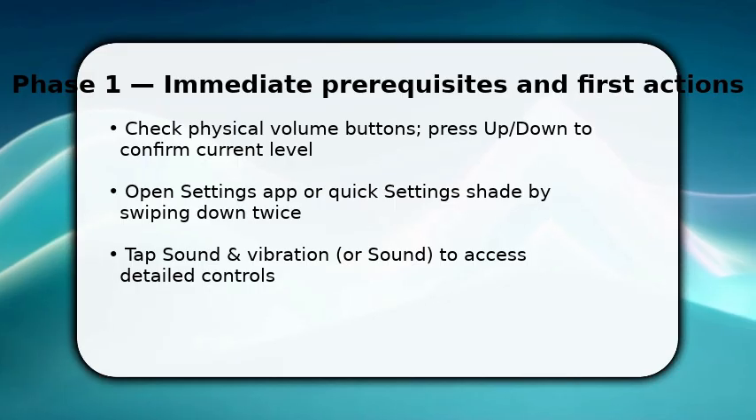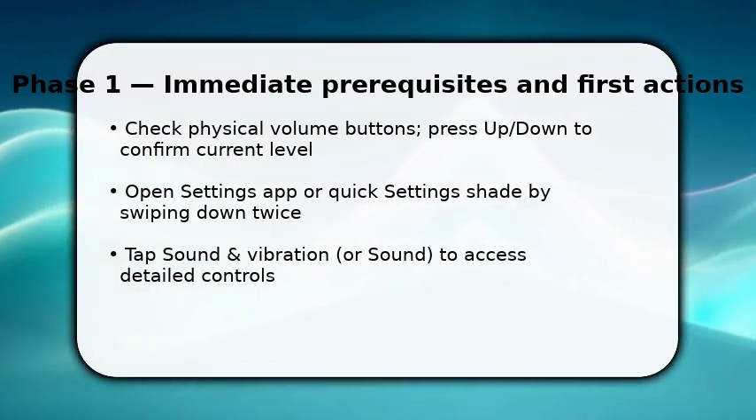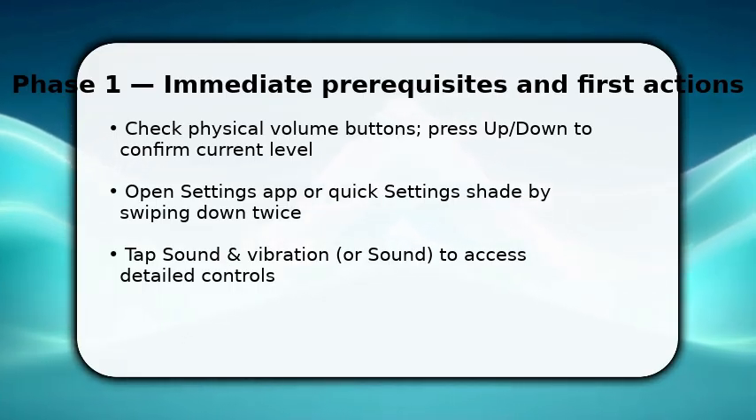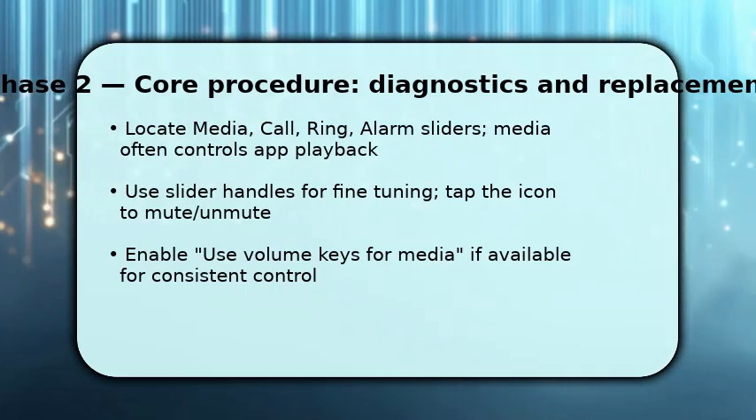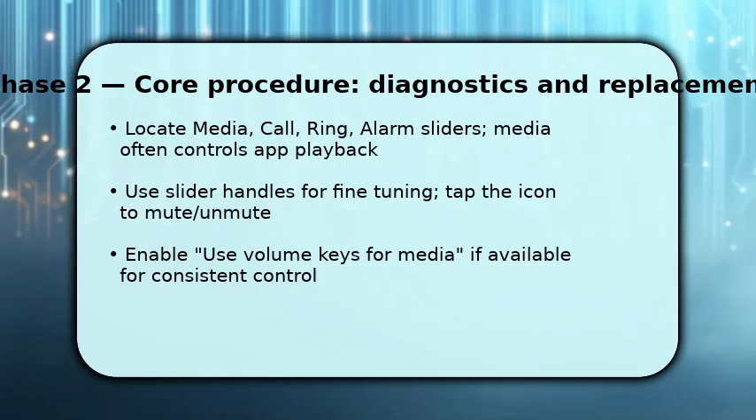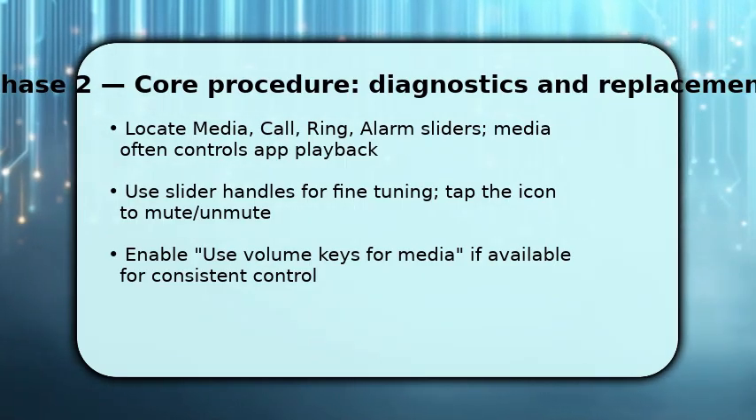Some phones label it simply sound because that section exposes separate channels like media and ring. You'll now be ready to change precise sliders instead of only relying on buttons. You'll see multiple sliders. Start with media for music and videos, then adjust ring and alarm as needed. Drag the media slider slowly to avoid sudden loudness.